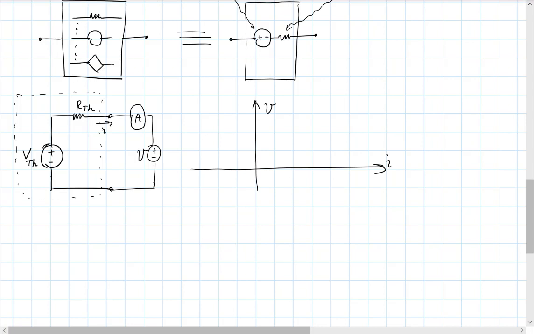It does not influence the circuit in any way. So with 0 volts, a simple KVL will give me the value of the current. So if V is 0, I will be V Thevenin divided by R Thevenin. Let's say this.